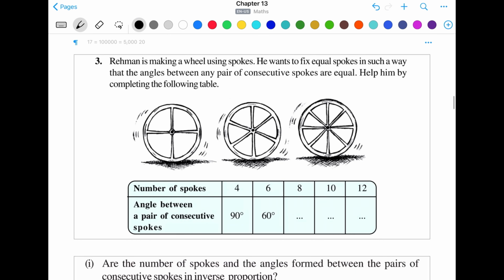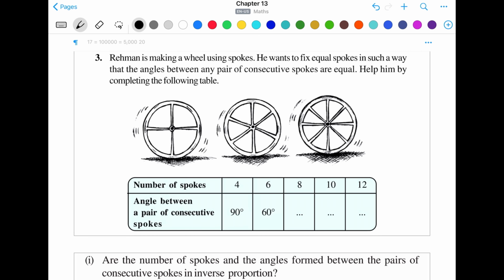Now moving to the next question, question number 3. It says Rahman is making a wheel using spokes. These sticks which are placed inside the wheel are called spokes. He wants to fix equal spokes in such a way that the angle between any pair of consecutive spokes is equal. So you want to place these spokes in such a way that the angles between the spokes remain the same in every case. So help him by completing the following table.